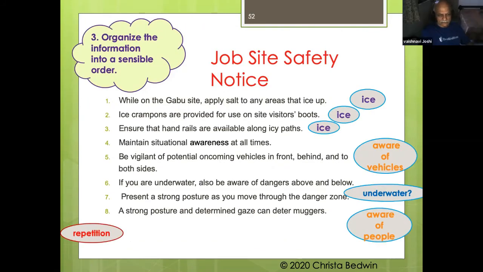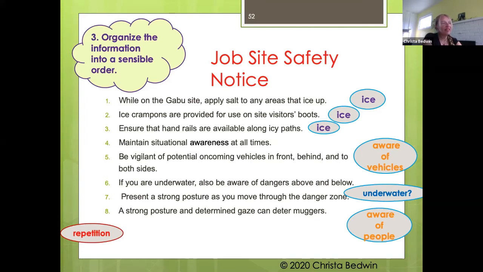After I put those returns, I can see that three of those points are about ice. One of them says situational awareness and then vehicles. So I guess they're talking about awareness of vehicles. And then they discuss working underwater. And on the Gabu site, there was no underwaterness. So this was a case of people in the company copying previous work from the company and not even editing. Just like I told you about that government department that didn't redo the table of contents. People in companies need to check what they're writing down. And then they're talking about presenting a strong posture against muggers, and then they repeat themselves as well. So this is a big jumble.